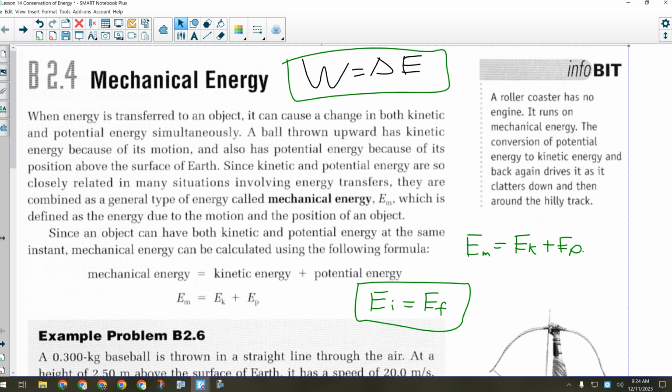So if mechanical energy equals kinetic plus potential, then what's really going on here is this. The initial mechanical energy equals the final mechanical energy, and mechanical energy is the sum of an object's kinetic and potential energies. So all I'm doing is writing the same thing, I'm just expanding it out here.